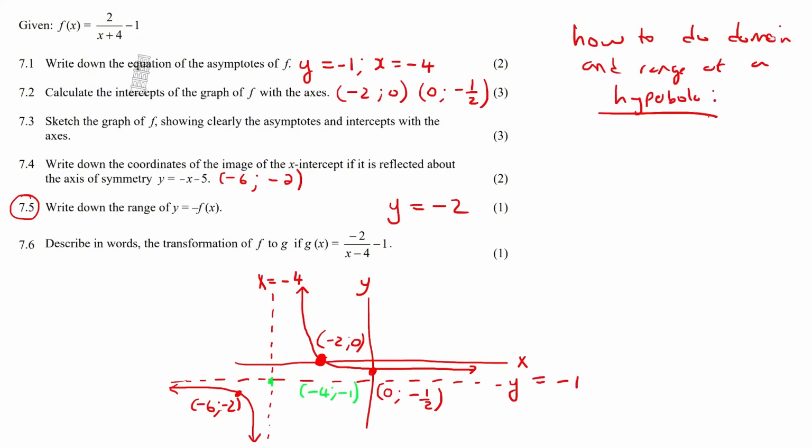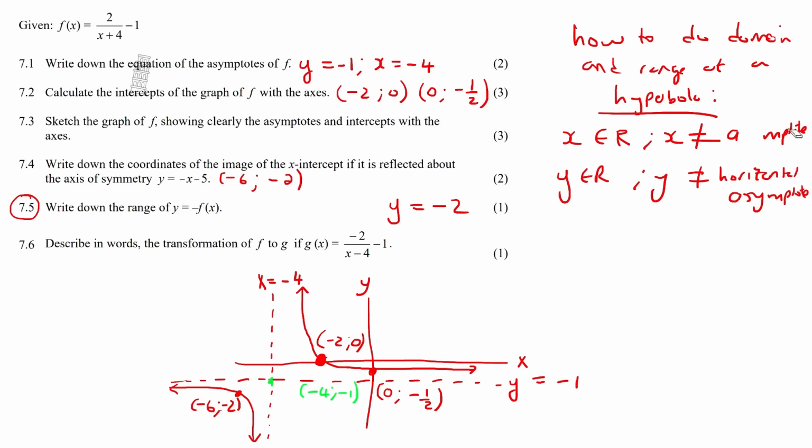Okay, so for the domain, you can say that x can be all real numbers except for the asymptote. So don't let it be equal to the asymptote. So in this one, you would say x can't be minus 4. For the range, you would say that y can be absolutely anything, but just don't let it be equal to the horizontal asymptote. And this one is the vertical asymptote.